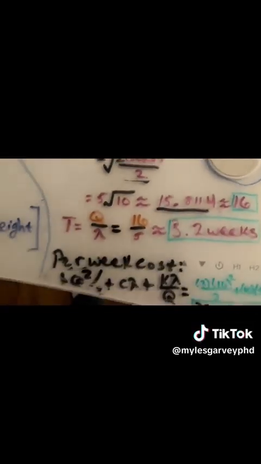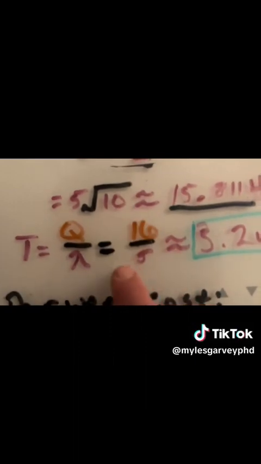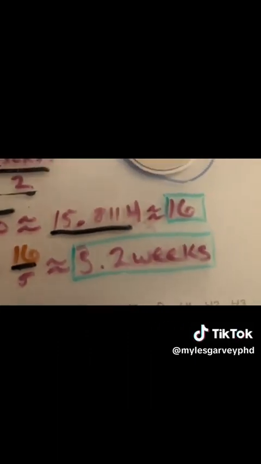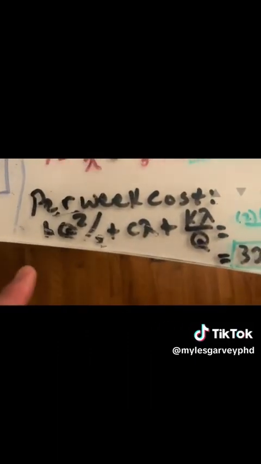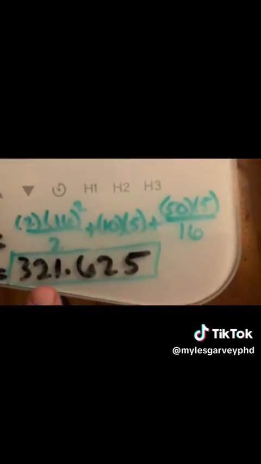rounded, which is 16. How long is this from starting at the top to getting down to 0? How long is that going to be? Q over lambda, which is 16 over 5, which is about 3.2 weeks. Per week cycle cost is going to be using the cost equation. So that equation came from right here, right? As per week cycle cost, we get $321. Nutshell, that's the EOQ model.